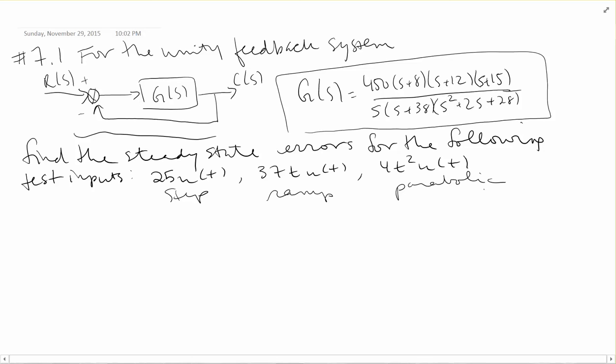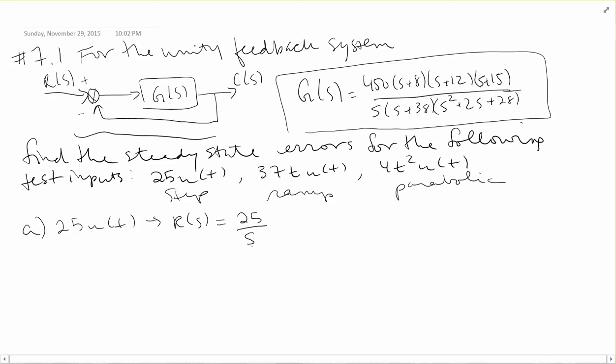Okay, so let's start with part A. We covered this one in class, but if you weren't here, you'll see it now. So this was a step input, like we wrote above. We need to find R of S. If you were to look in the Laplace transform tables, you'd find that for a step input, R of S should be 25 over S.